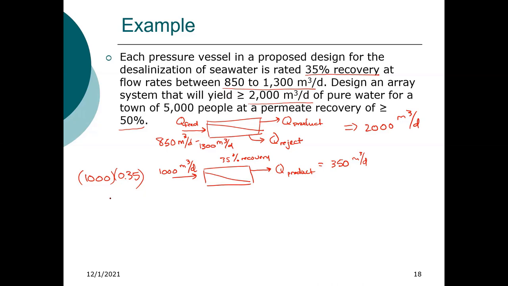If I were to just operate a system like this, I need to produce a total of 2,000. How many membrane systems do I need? I need to produce at least 2,000. Okay, I need 6. So 350 times 6. I'm actually doing the math here because I'm slightly changing the problem. That equals 2,280 meters cubed per day. I've met this requirement here.